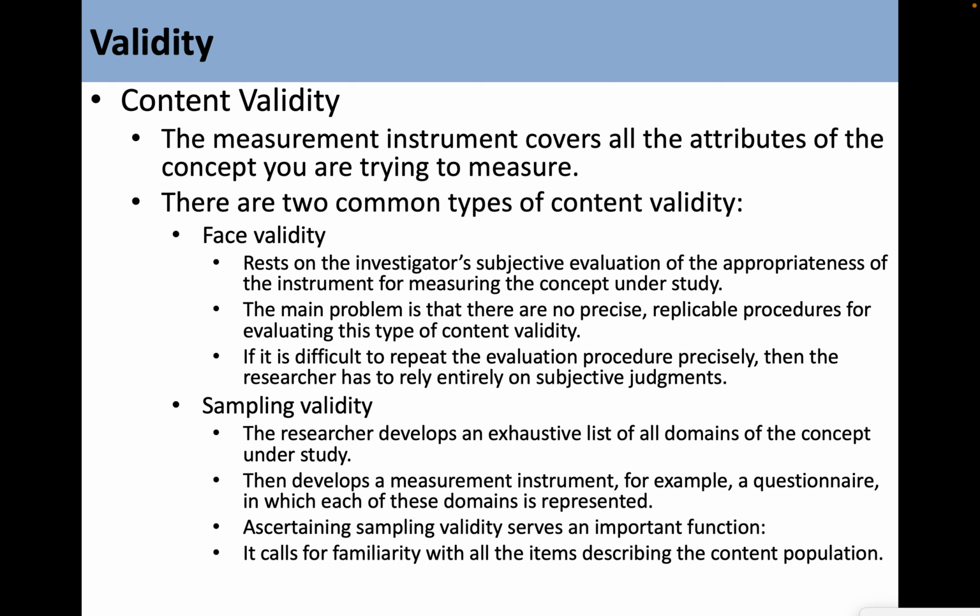The main problem is that there are no precise replicable procedures for evaluating this type of content validity. If it is difficult to repeat the evaluation procedure precisely, then the researcher has to rely entirely on subjective judgments, and of course, you don't want to do that. Sampling validity. The researcher develops an exhaustive list of all the domains of the concept under study, then develops a measurement instrument, for example, a questionnaire in which each of these domains is represented. Ascertaining sampling validity serves an important function. It calls for familiarity with all the items describing the content population.